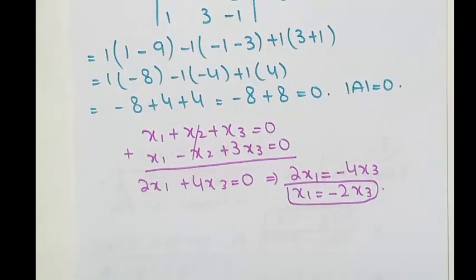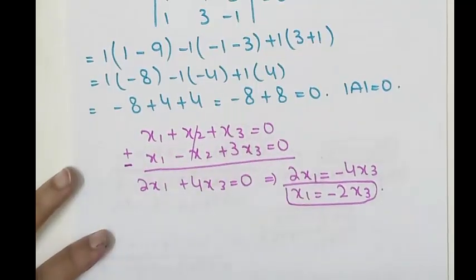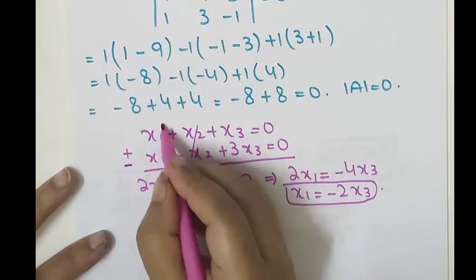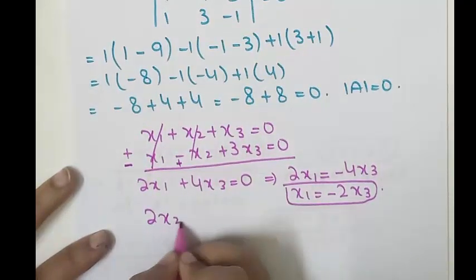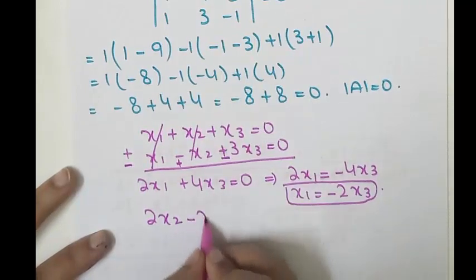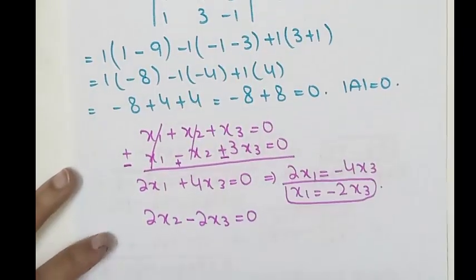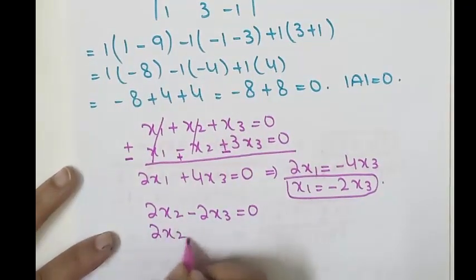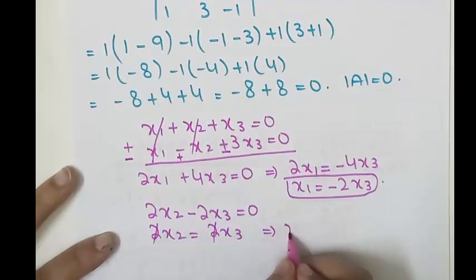Right? Okay, now we will subtract these two equations. In the subtraction, this will cancel out and we have 2x2, and then we will have minus 2x3 is equal to 0, subtracting the same two terms. So 2x2 is equal to 2x3. This implies x2 is equal to x3.